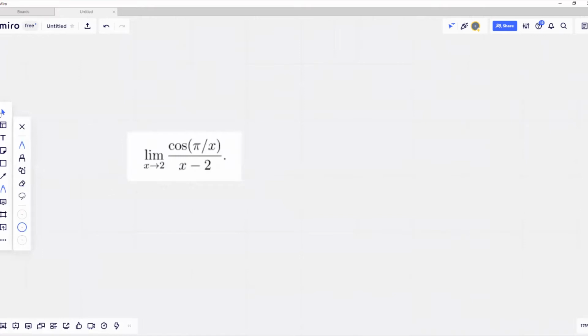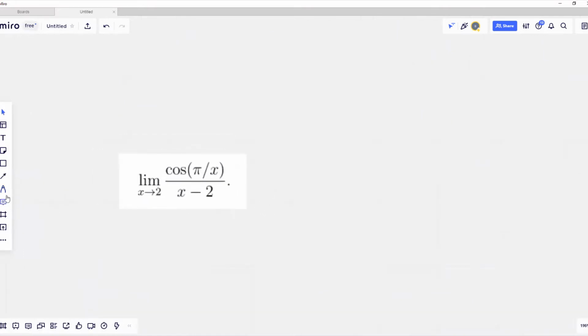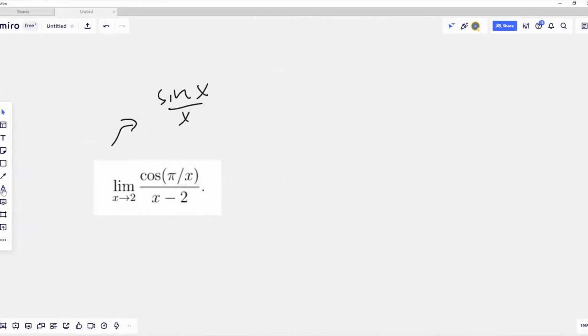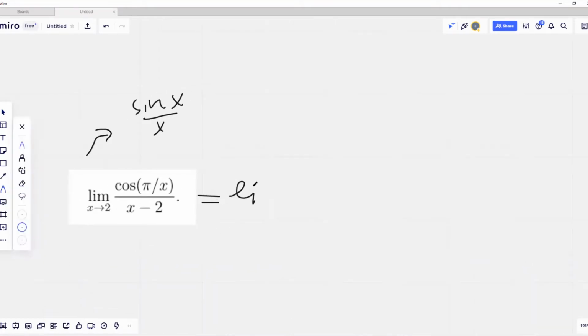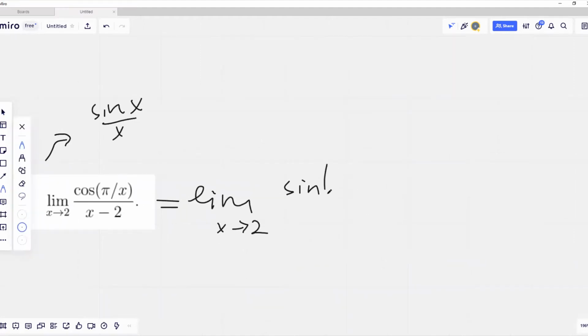Let's find the following limit. Let's try to bring that limit into the following form, where we have sine of x over x. So we need to move from cosine of pi over x to sine. This can be done using the following trigonometric identity. Sine of pi over 2 minus pi over x is going to be equal to cosine of pi over x.